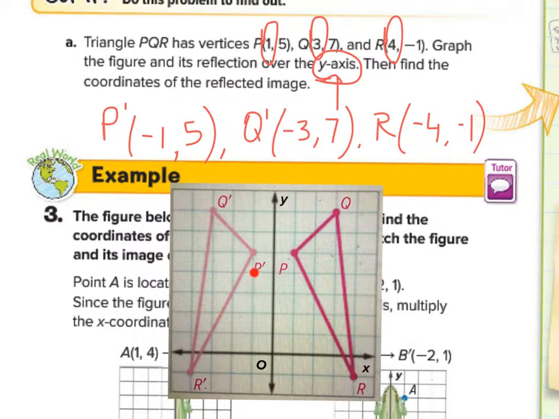1, 2, 3, 4, 5. As you can see here, negative 1, 5. When it was originally 1, 5. Okay? I hope this is making sense.